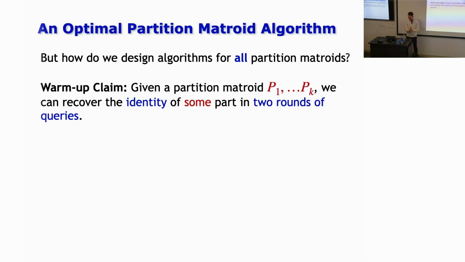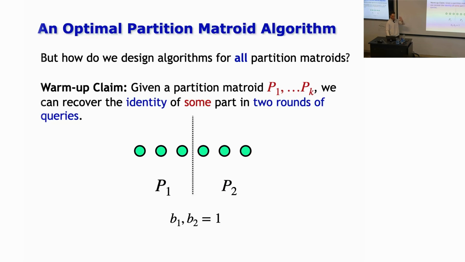And so that claim is that you're given a partition matroid with these parts P_1 through P_k. And I claim that you can recover the identity of some part in just 2 rounds of queries. And when I say recover the identity, what I mean is that you can learn, okay, this is part P_2. These are all of the elements inside part P_2. And this is the budget of part P_2. So you literally know everything about those elements.